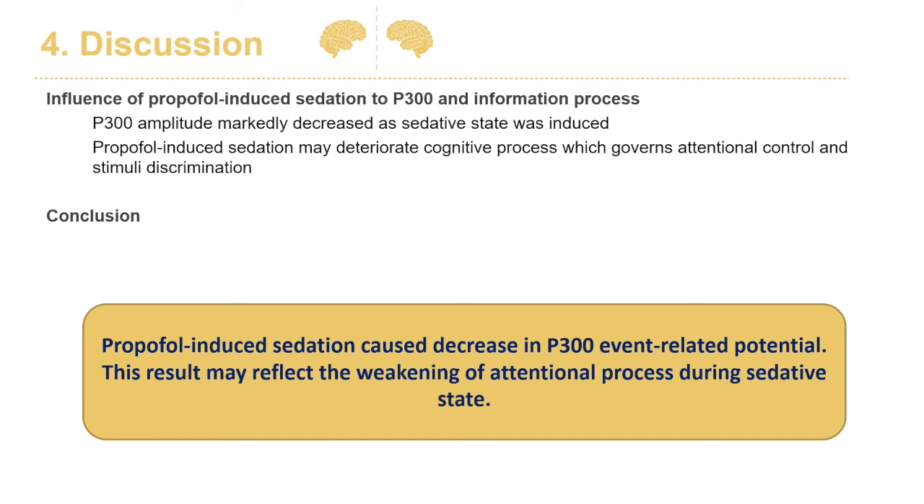As a result of the experiment in this study, the amplitude of P300 significantly decreased in Propofol-induced sedation. Considering the main subcomponent constituting P300 in this study is P3A, it can be seen that sedation using Propofol can weaken the cognitive process responsible for controlling concentration and discriminating between stimuli. In summary, it can be said Propofol sedation causes a decrease in P300 ERP, which reflects the weakening of the concentration process in sedative state.